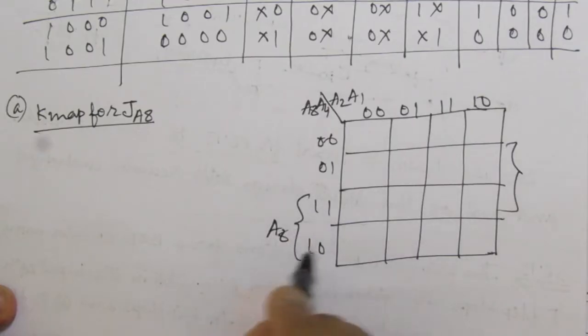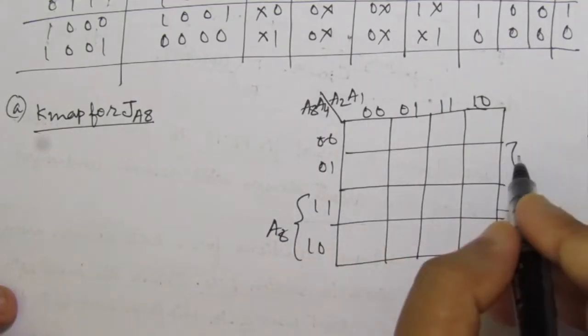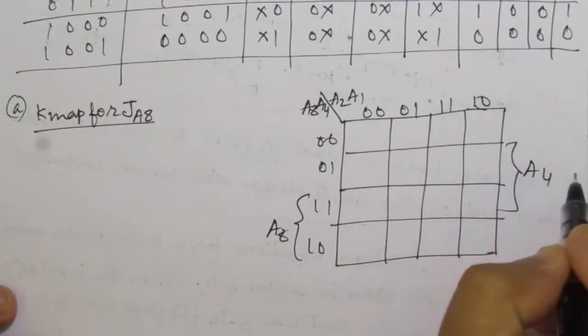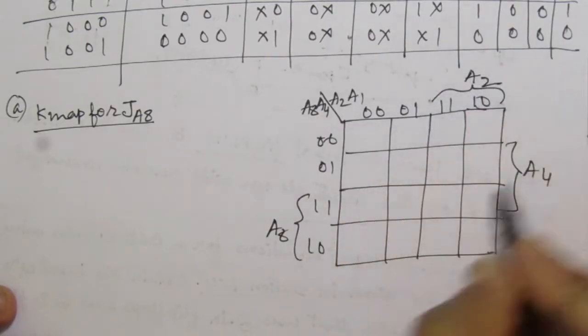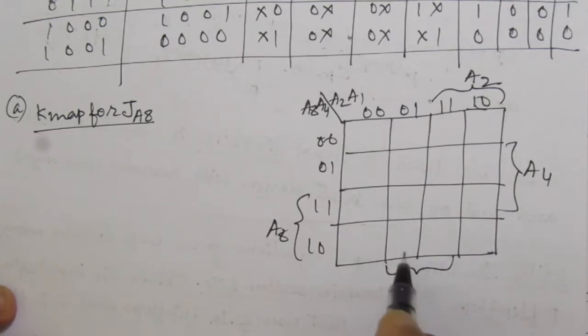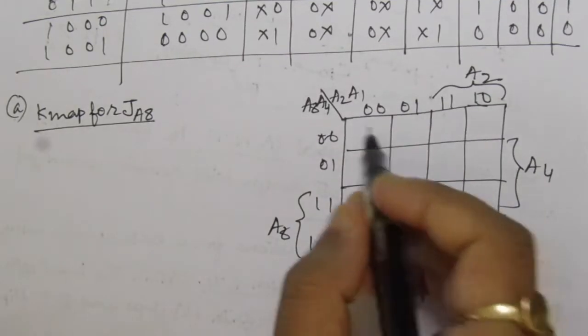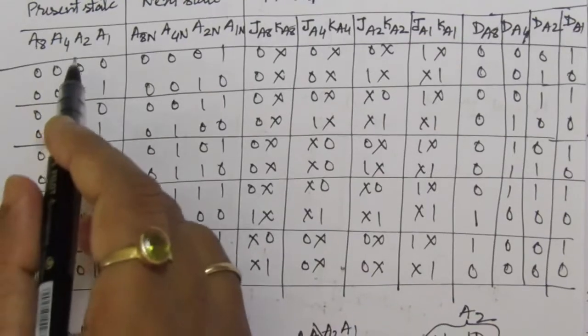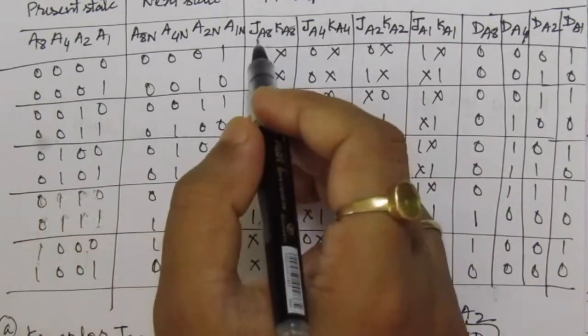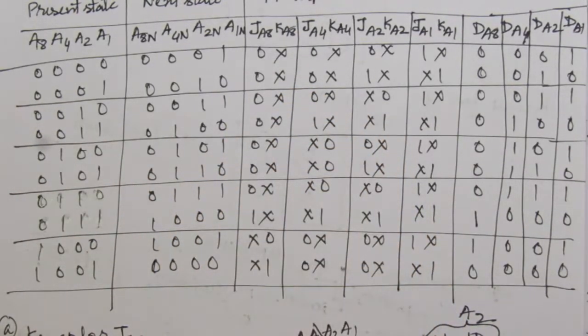These two rows are A8. These two rows are A4. These two columns are A2 and the second and third columns are for A1. Here we have to fill up the values of JA8. So for JA8 we have these values. Because these numbers are in serial order, we can directly put this value serially at this map.